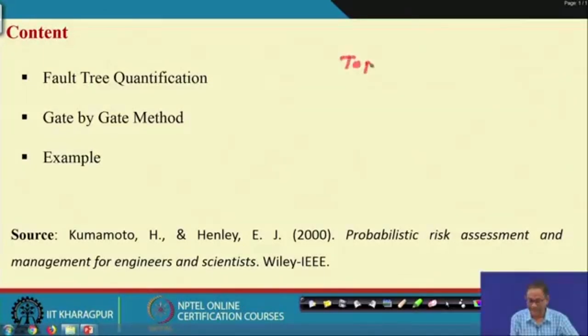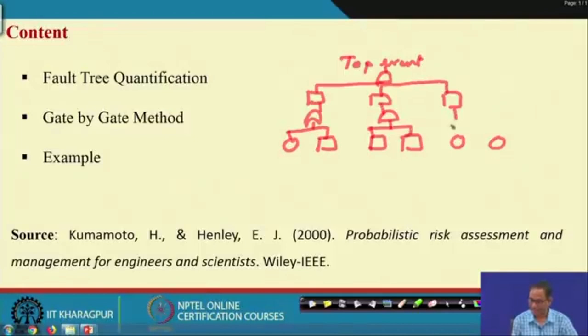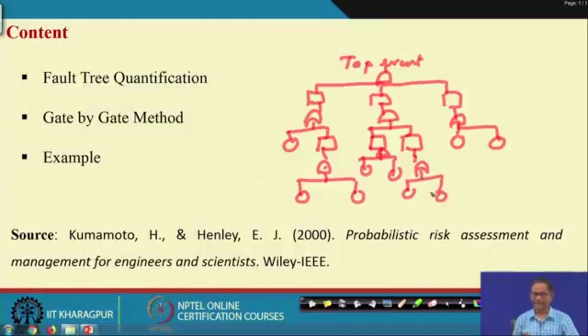You first find out the top event, then find out the first level contributors, then find out some logic gate to link with the first level contributors, and then find out the second level contributors, and then find out the gate again. Again, you find out the gate here, then maybe the fourth level contributors. Suppose here one AND gate, another contribution, and here maybe an OR gate and contribution. So, this top event is finally linked to bottom events.